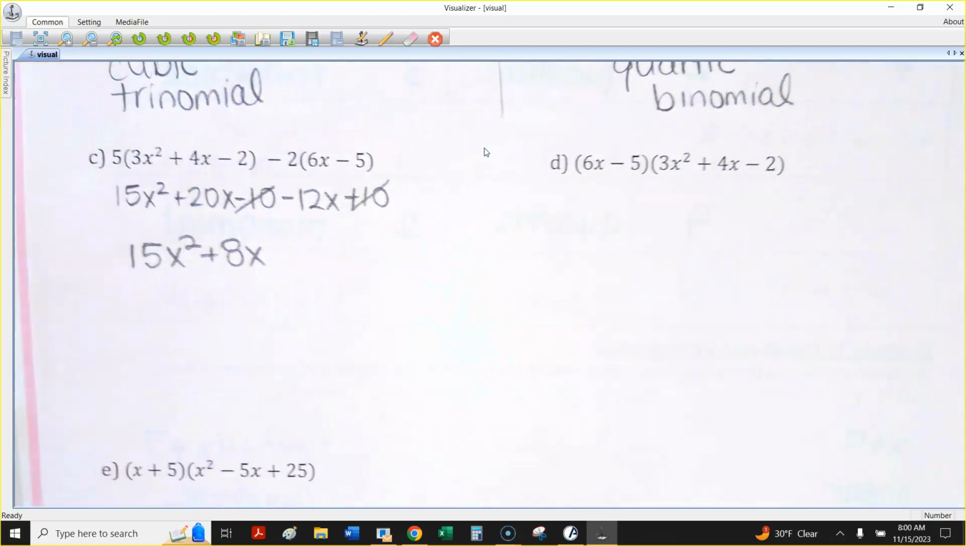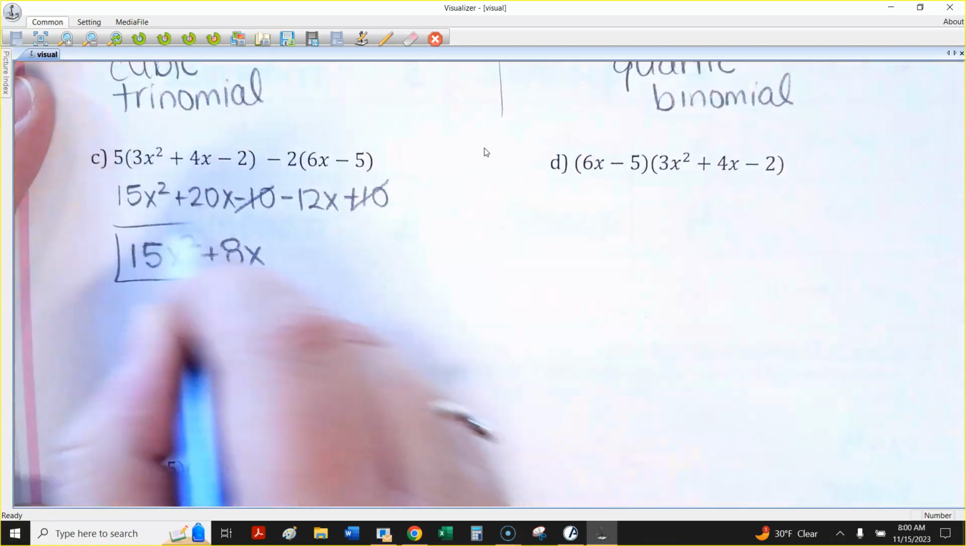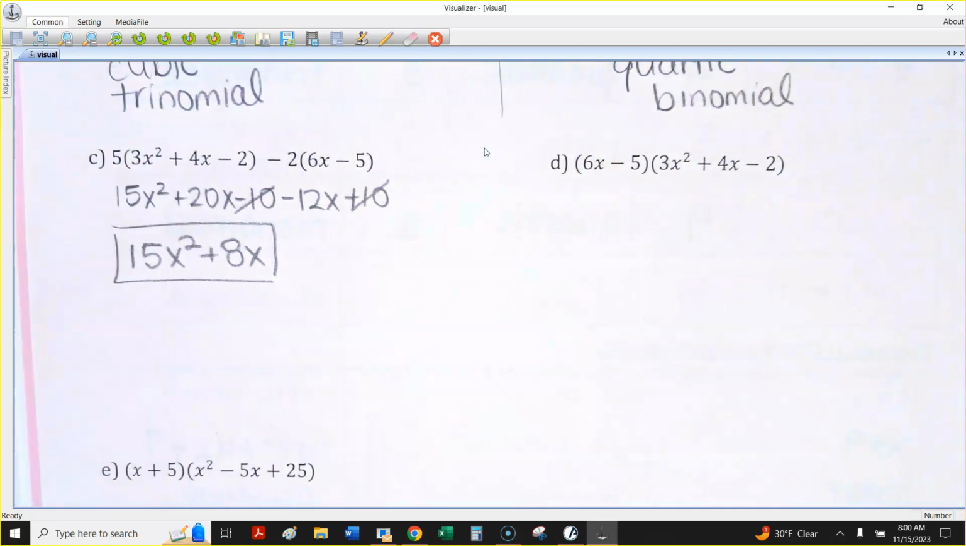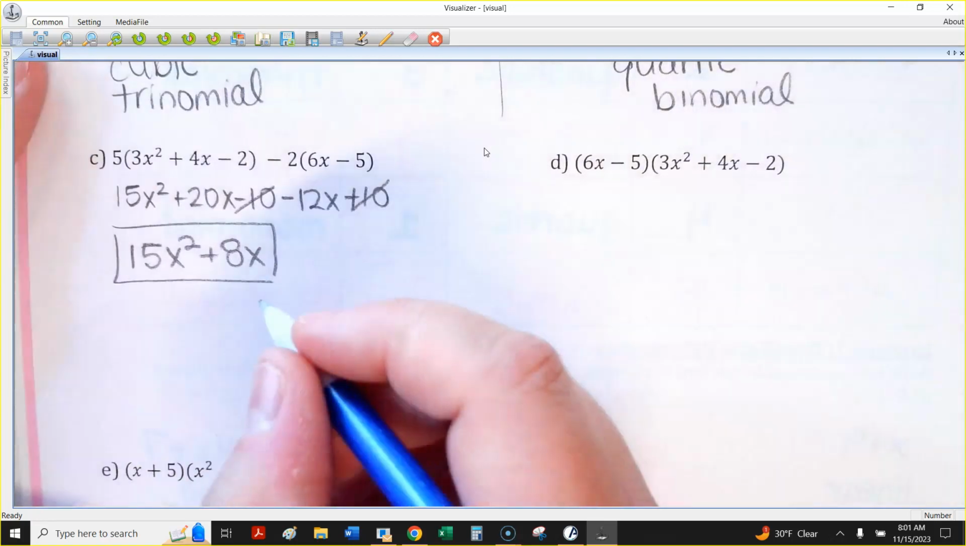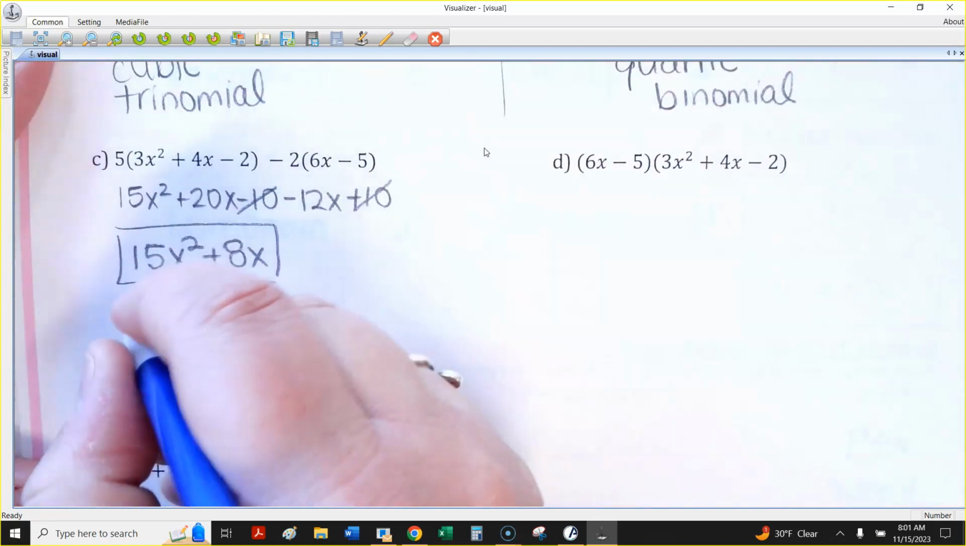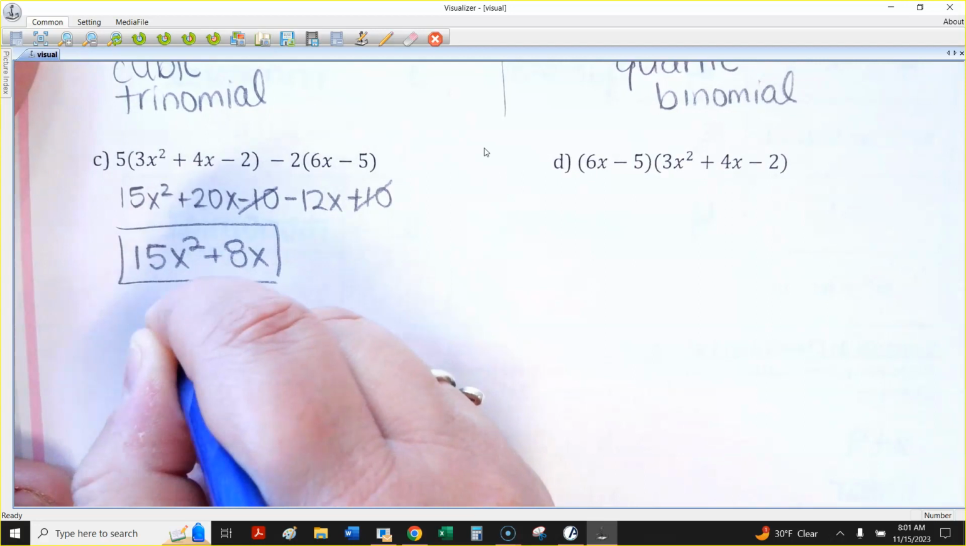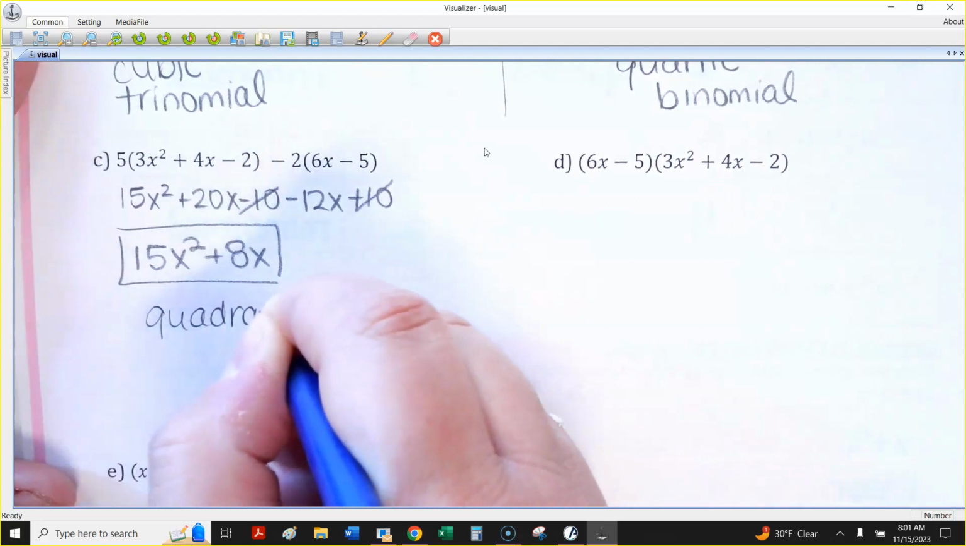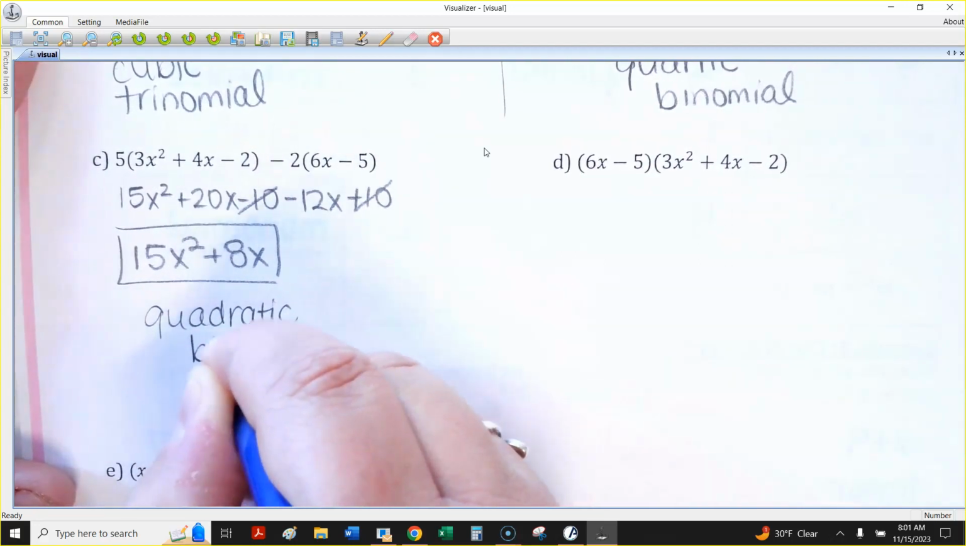I got 15x squared plus 8x. Does that sound good? Is that what you guys got? Okay. I feel like on several of these questions, it doesn't always happen that terms cancel out. Like my constants canceled out there. I had a 10 and a negative 10. That doesn't always happen. So just as you're doing the homework, I don't want you to think that. This guy would be quadratic, and then this is a binomial.